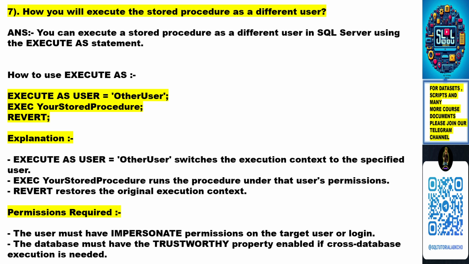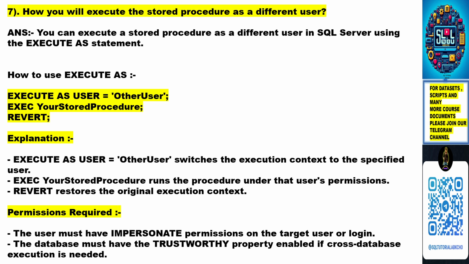So how to use the EXECUTE AS statement? This is the format or syntax for this: EXECUTE AS USER, then you need to mention in quotation the other user, then execute your stored procedure name that you want to execute, and then REVERT. So the explanation for this: EXECUTE AS USER equals other user switches the execution context to the specified user.